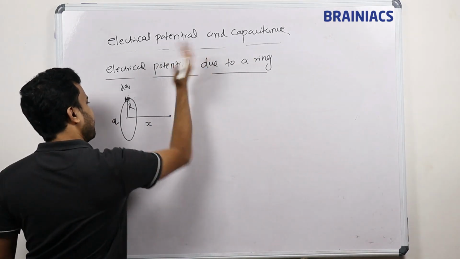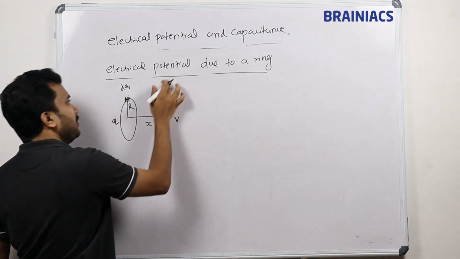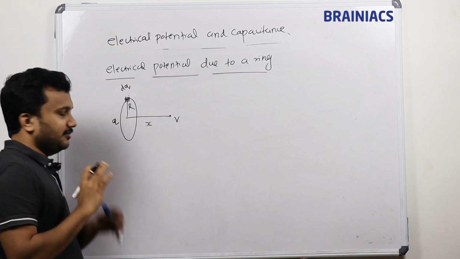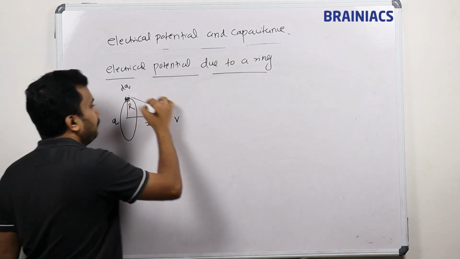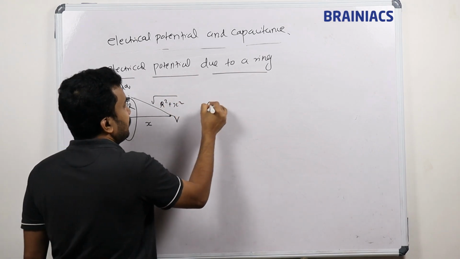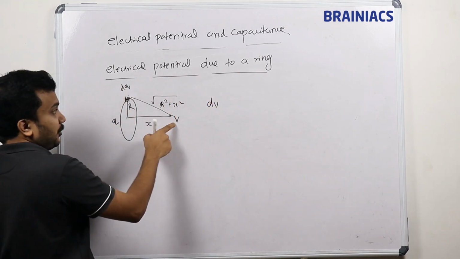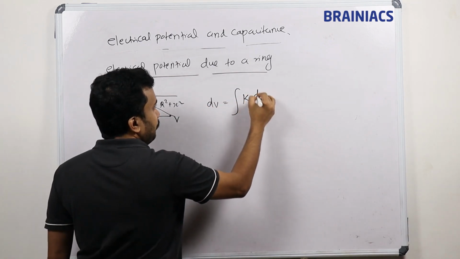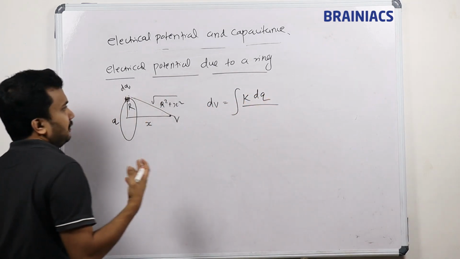So one vector is like this, one vector is like this. This is split into horizontal and vertical, this is split into horizontal and vertical, and we are doing here no such headaches. What will the distance be here? Root of r square plus x square. So that's the small potential dV. Total potential is V, small potential is dV, because of integral k into dq divided by r. R is the distance.